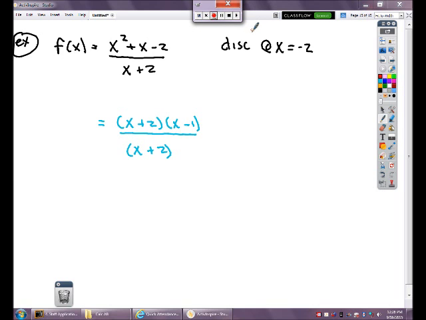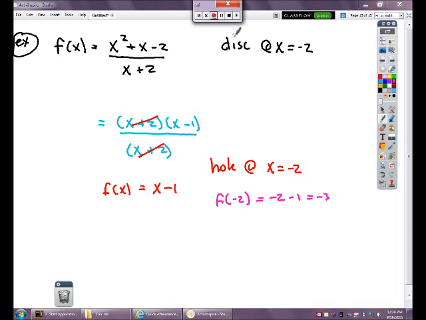If I go ahead and factor the numerator, I would get x plus 2 times x minus 1, and now you can see that these x plus 2's will cancel each other out, and I'm left with the function f of x equals x minus 1. Now you know that the point of discontinuity was a hole at x equals negative 2.